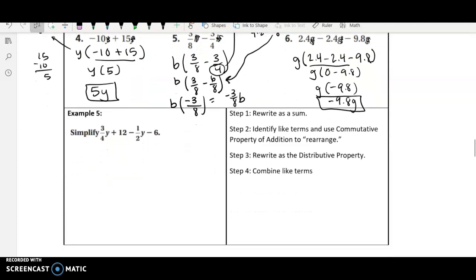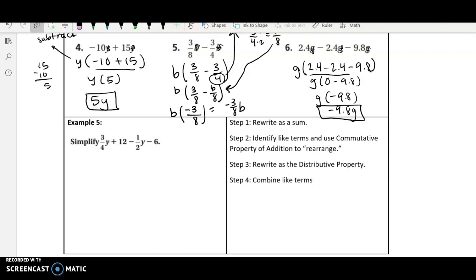All right, example 5. So we're going to simplify it. We are going to rewrite it so that everything with a y is over here and everything without a y, that means without, is going to be down here. So we have 3/4 y, and then include the sign in front of it, so minus 1/2 y. And then below, I'm going to write these ones. So 12 minus 6.